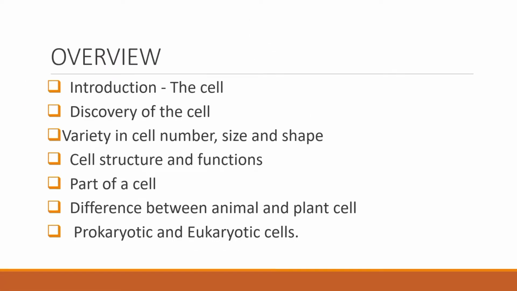We have discussed the introduction, discovery of the cells, varieties in cell number, size and shape, cell structure and function, parts of a cell, and the difference between plants and animals. Under the parts of the cell we will be learning about the cell organelles. Then we will discuss the difference between plant cells and animal cells, and then prokaryotic and eukaryotic cells. So we have discussed all about the parts of the cells in the previous video lectures.